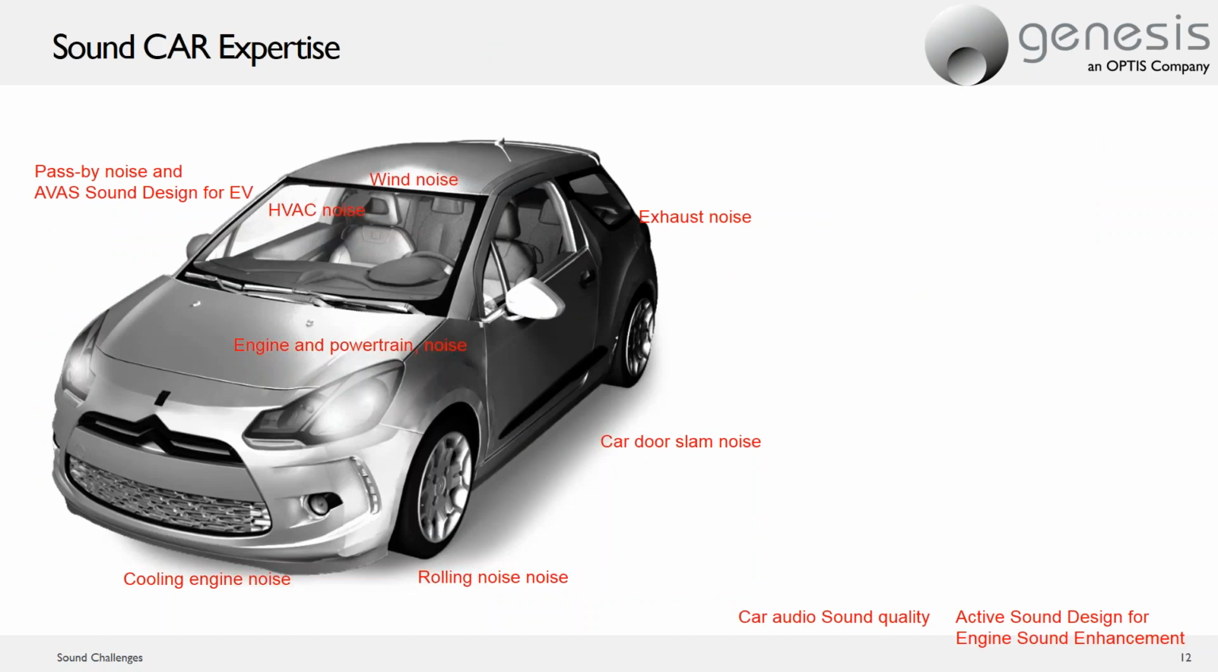So this is just showing a car and all the different noises that come from it, and this goes back to the previous slide that explains where some of those departments might have issues when it comes to their sound quality. So we have pass-by noise, as well as sound designed for electric vehicles. We have HVAC noise, so not even just the knobs, but also the air coming through the vents. The wind noise around the vehicle, the exhaust noise, the engine noise, the quality of a car door slam.